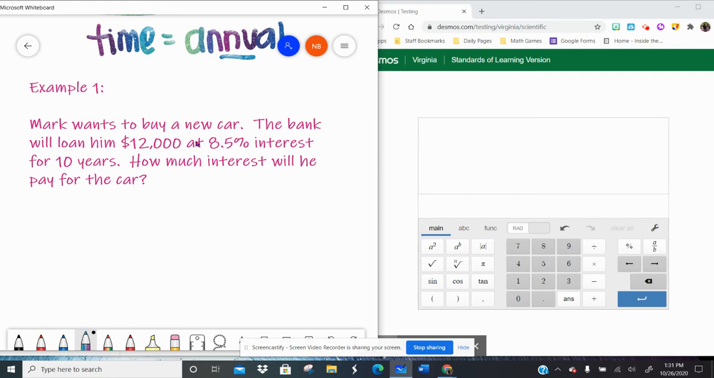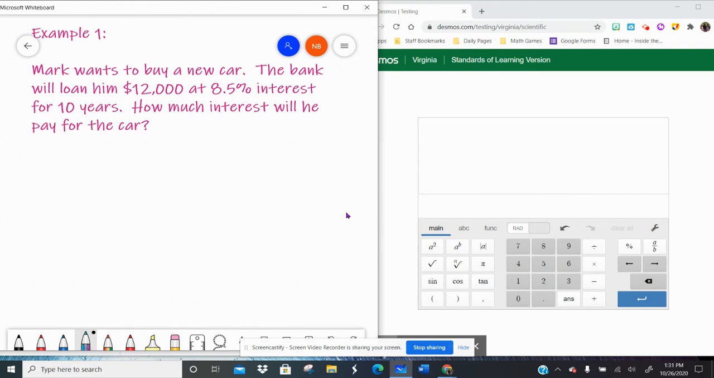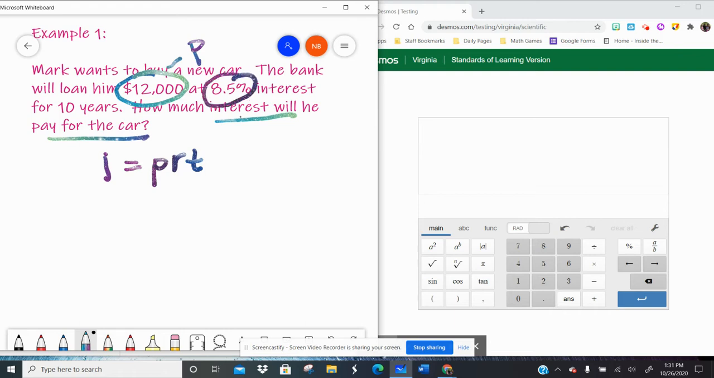It says Mark wants to buy a new car. The bank will loan him $12,000 at 8.5% interest for 10 years. How much interest will he pay for the car? So let's look at our formula, I equals PRT, and we're going to highlight the most important parts. That 12,000 is the initial principal, how much he's borrowing. That 8.5% is the rate. And obviously 10 years is the time. So I plug that information into my equation.